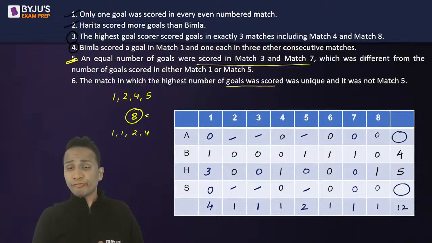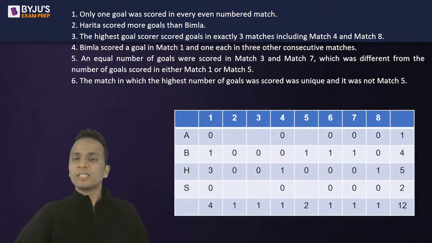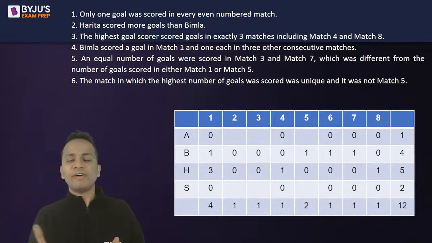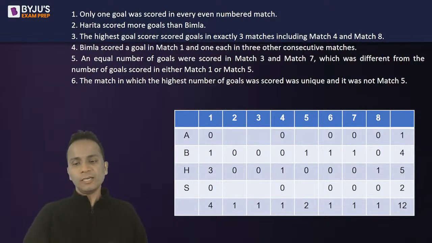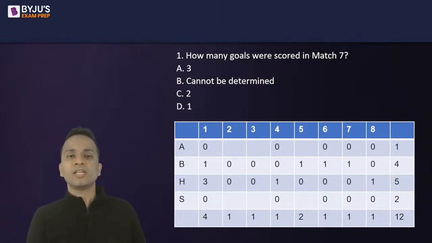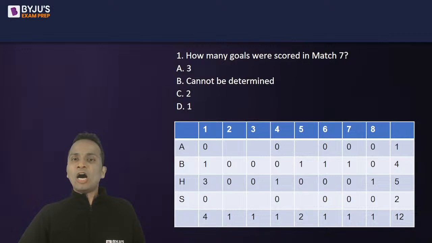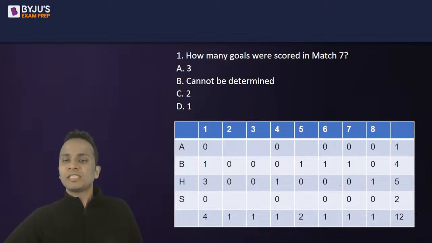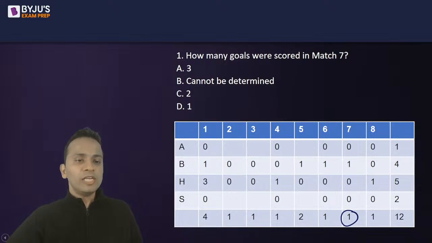So whatever we could fill in this table, we have already filled that. So this is how the final table will look. Okay, let's move on and look at the questions. How many goals were scored in match number 7? In match number 7, only one goal was scored. So the correct answer should be 1.